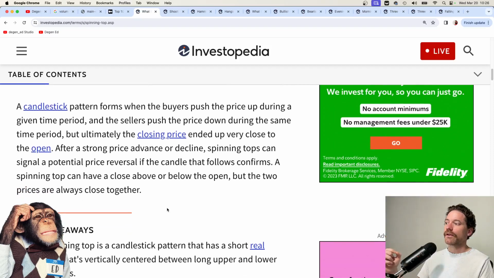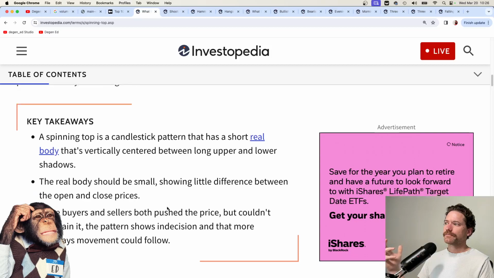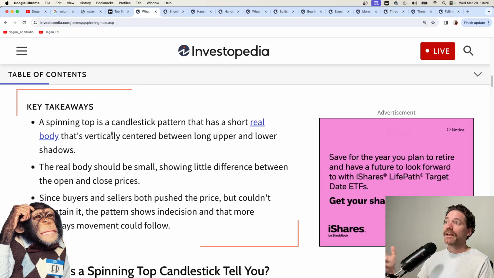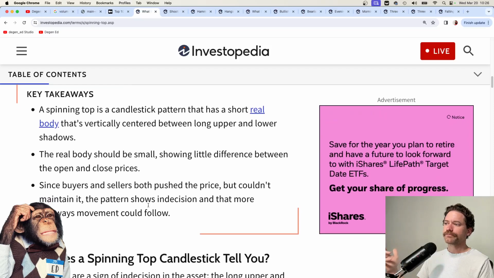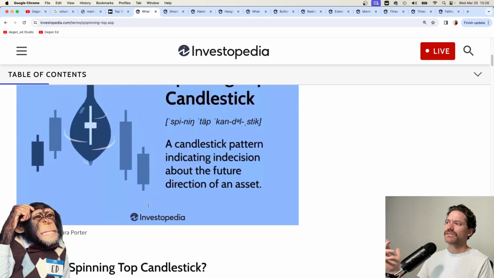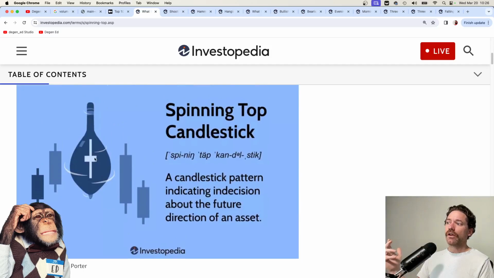And so just some takeaways from this are that a spinning top is a candlestick pattern that has a short real body that is vertically centered between long upper and lower shadows. The real body should be small, showing little difference between the open and close prices. And since buyers and sellers both push the price but couldn't maintain it, the price shows indecision and that more sideways movement could follow.